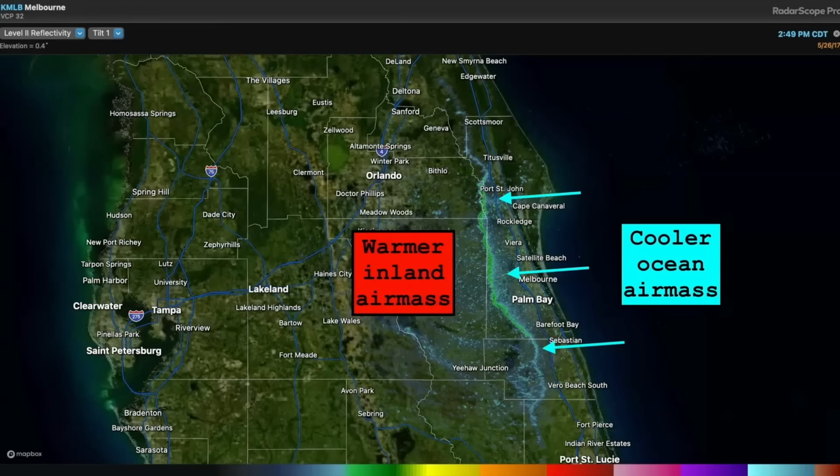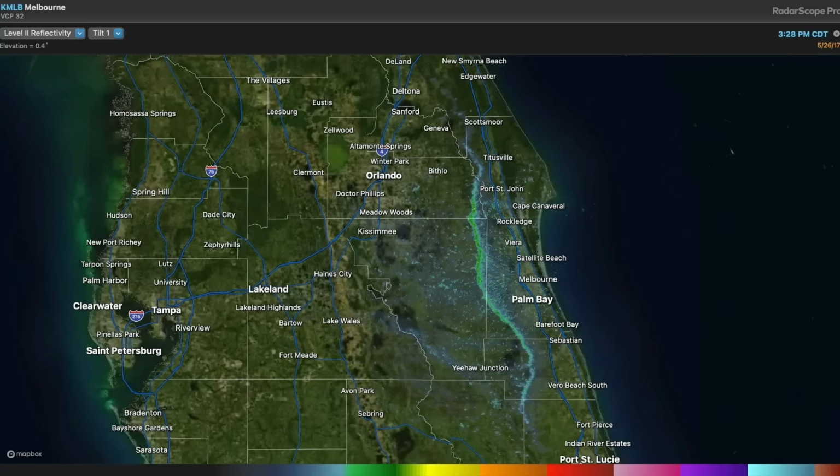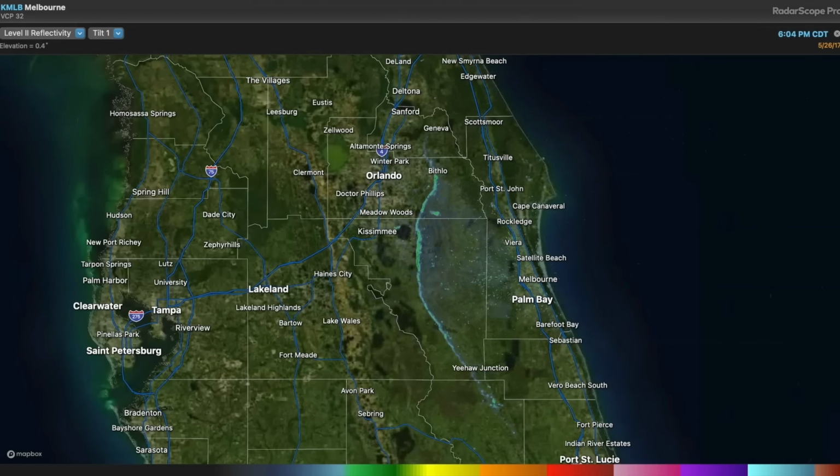The interface between the warmer inland air mass and the cooler air mass moving ashore creates a boundary, and it can often help initiate thunderstorms in the same way that outflow boundaries do. Terrain-induced convergence boundaries can also show up well on radar.